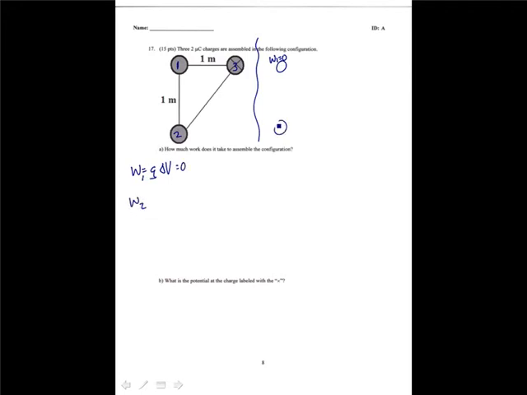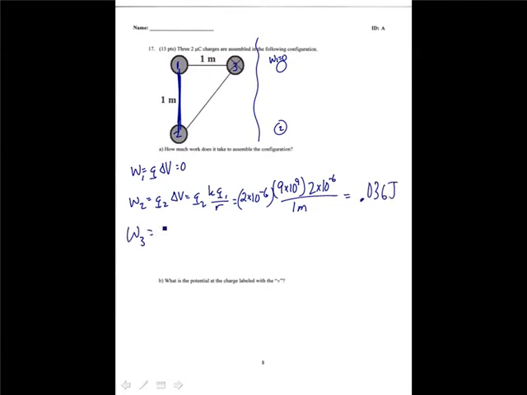So work 1 is equal to 0. And then to bring in the second charge, which is this one, is just Q2 times delta V, which is Q2 times kQ1 over r. So if I put in the numbers, this is 2 times 10 to the minus 6, 9 times 10 to the 9th, 2 times 10 to the minus 6 over the distance, which is 1 meter. That's this distance, and that's equal to 0.036 joules.